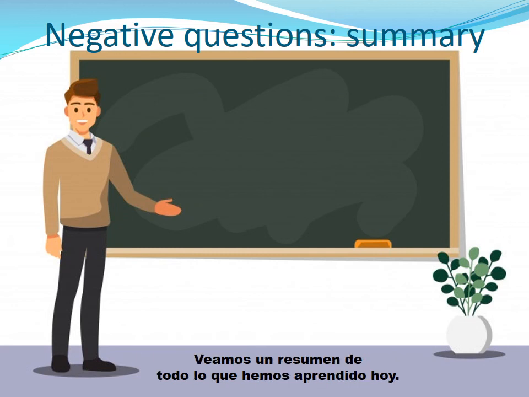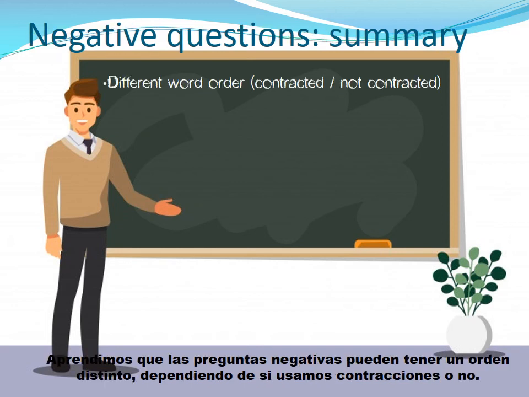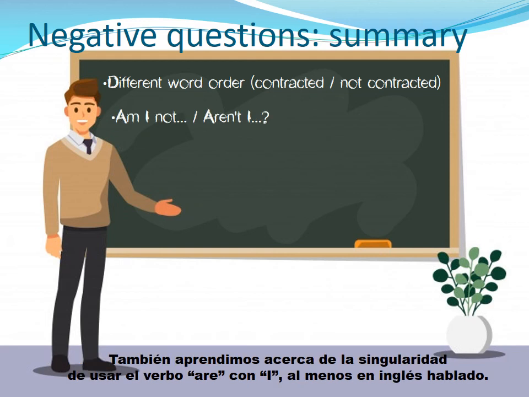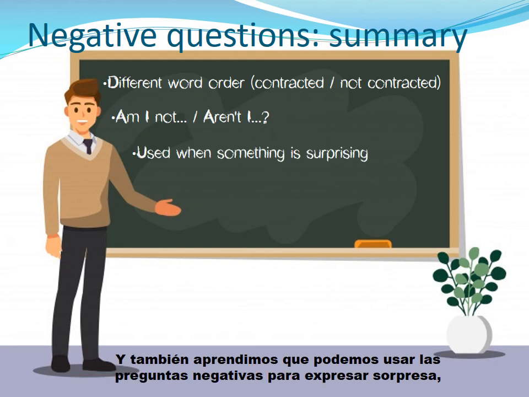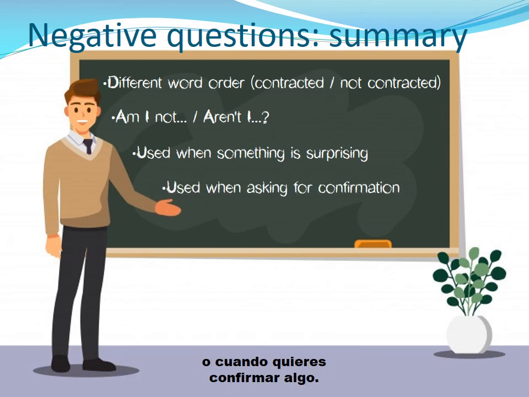Let's see a summary of everything we've learned today. We've learned that negative questions can have a different word order depending on whether we use contractions or not. We learned about the oddity of using the verb are with the pronoun I, at least in spoken English. And we also learned that negative questions can express surprise, or they can be used when you're trying to confirm something.